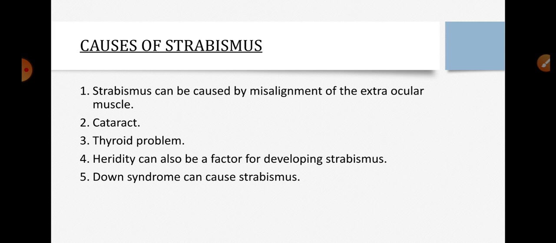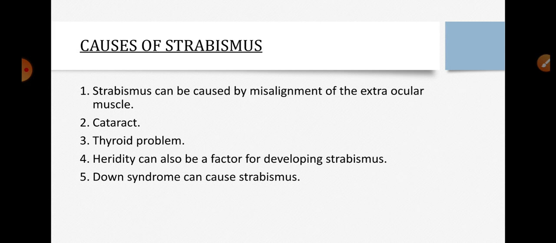Causes of strabismus. Strabismus can be caused by misalignment of the extraocular muscles. Suppose an extraocular muscle of an eye is paralyzed or overactivated, then the eyeball will deviate and it will produce strabismus. Cataract. If the person has a cataract, that means opacification of the lens, then light cannot pass through the lens properly. As a result, the eye will deviate for proper focusing and it will produce strabismus.